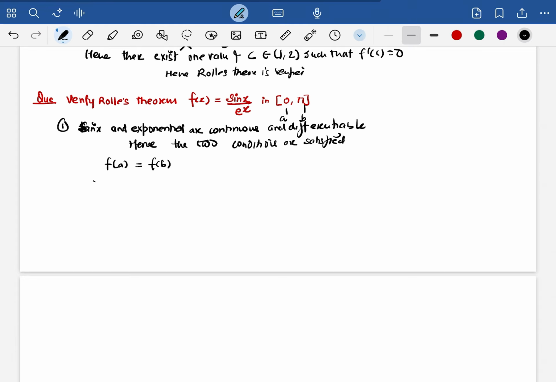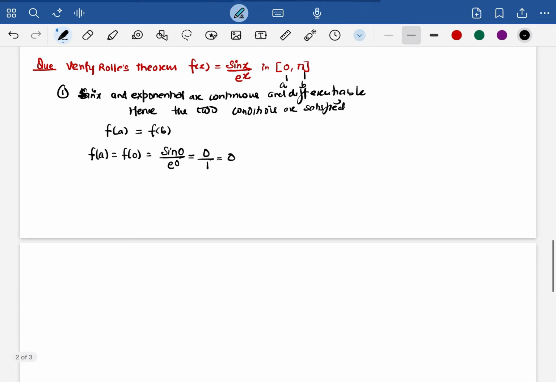Okay, so f of a, if we calculate, this is nothing but f of 0, and this is sine 0 by e to the power 0. So sine 0 is 0, e to the power 0 is 1. Can we say 0? Okay, let's calculate f of pi. So sine pi upon e to the power pi. Sine pi is nothing but 0, and 0 divided by anything is 0. The third condition is also satisfied, f a is equal to f b.